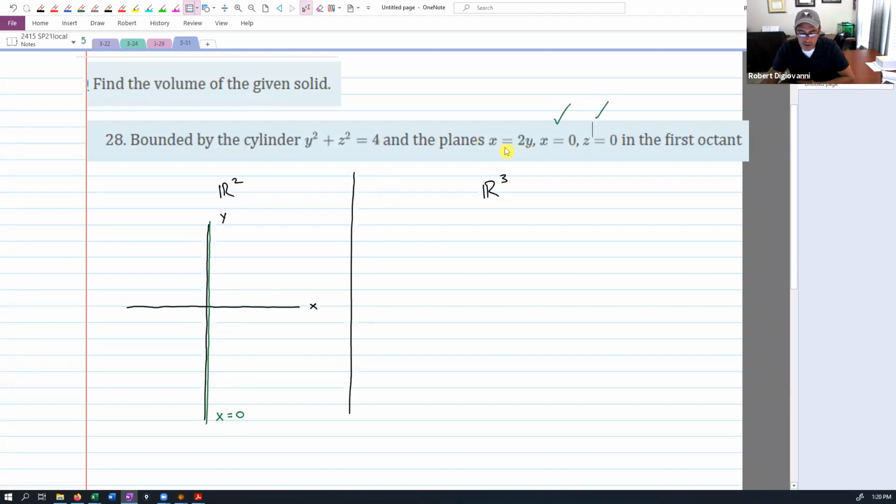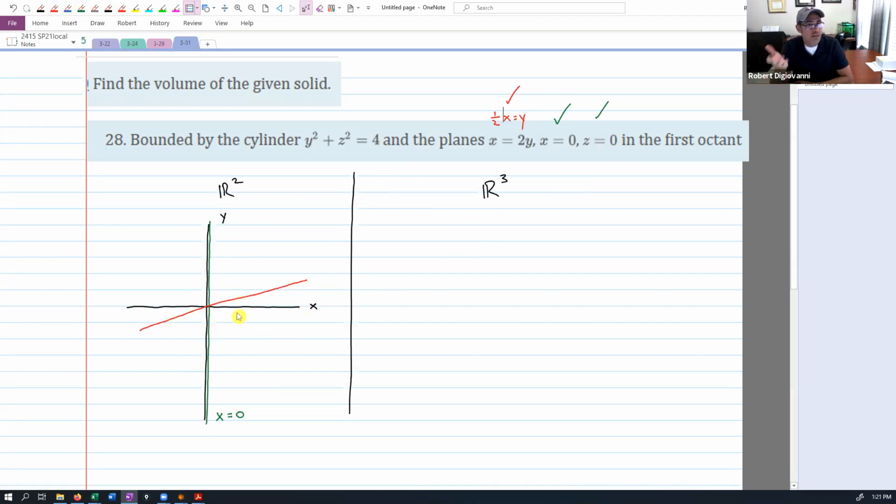X equals 2y. I'm just going to divide both sides by 2. Y equals 1/2 x. That's a line. It has a slope of 1/2, so it should go something like this. That's it, right? This is the y-axis, this is this line, and z is the actual plane itself, which is the ground.